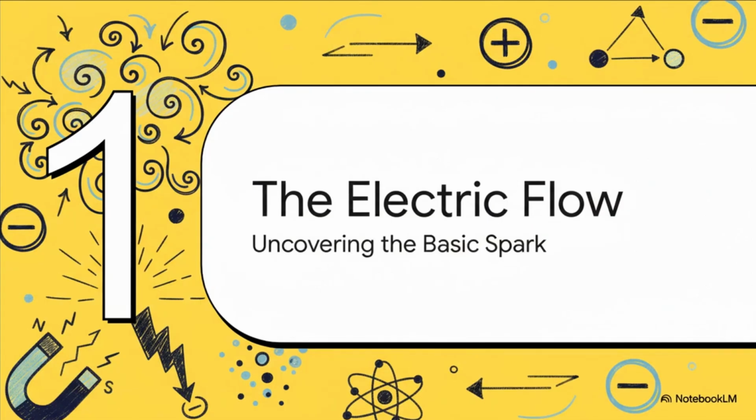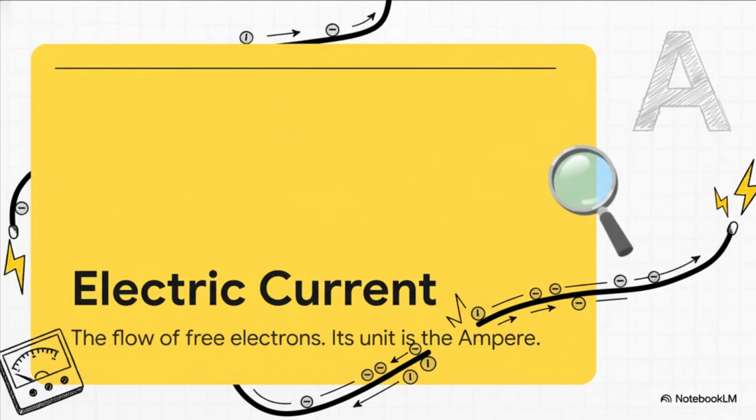Okay, let's open this thing up. We're starting with Chapter 1, right where the student did, the absolute basics. You have to understand this stuff because it's the bedrock for everything else we're going to talk about. First up, electric current. And the definition in here is just so simple and perfect. The flow of free electrons. That's it. That's the what. It's the actual stuff moving through the wires. And we measure that flow in amperes, or amps for short.